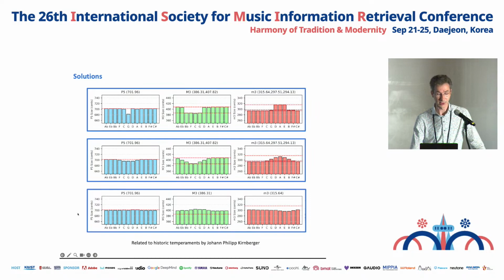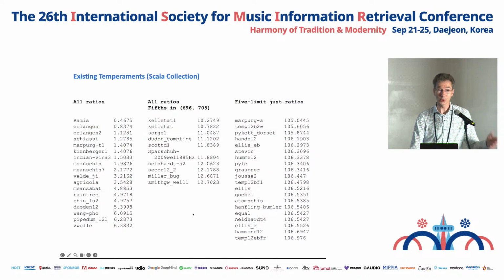And the third is if we only use 5-limit just intervals as targets, and then we get a temperament that is similar to equal. Of course, we can also compute our loss function for historical temperaments, which we did. And then if you sort this, you get this overview, and it's also on the poster. I can tell you more about that with the poster.